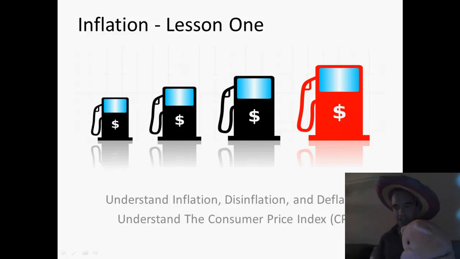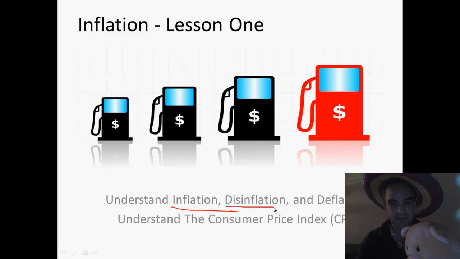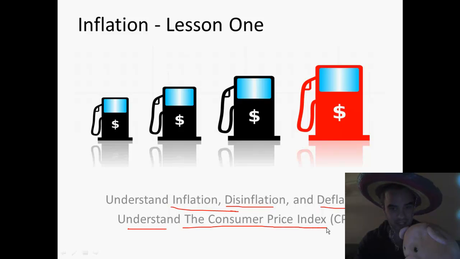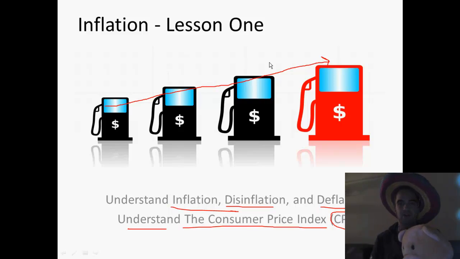Today's lesson, we are going to be looking at understanding inflation, disinflation and deflation. And we're also going to be looking at understanding the Consumer Price Index, also known as the CPI. What we have here is a picture of inflation with petrol prices. Okay, so the price of petrol, look at that, it's going up. Let's get ready to rock and roll.